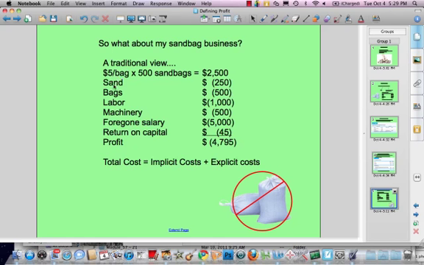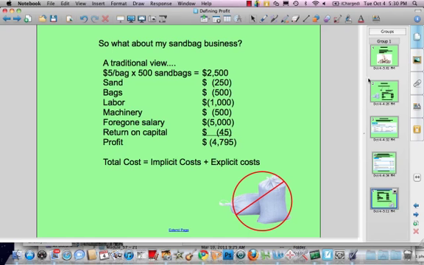So I had to go out and borrow money to buy the sand, borrow money to buy the bags, borrow money to pay my single employee. And I could have taken that money and put it to another use. That use would have given me $45 more, so I'm subtracting here. Turns out my profit is actually minus $4,795. So in fact, maybe that sandbag business isn't as good as I thought it was.